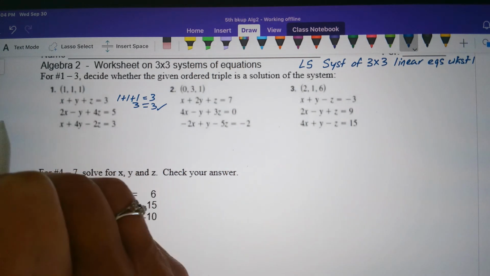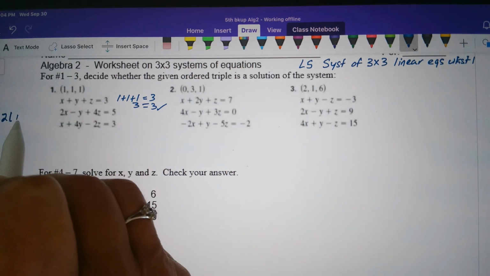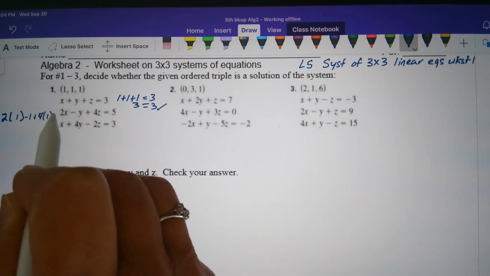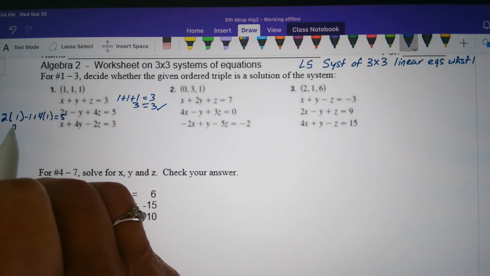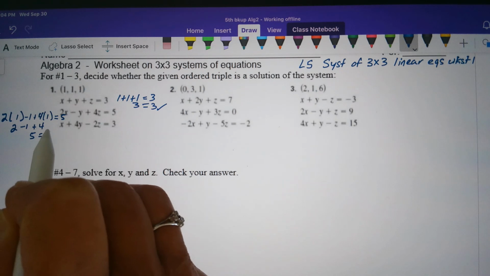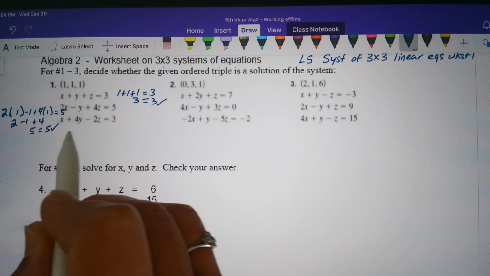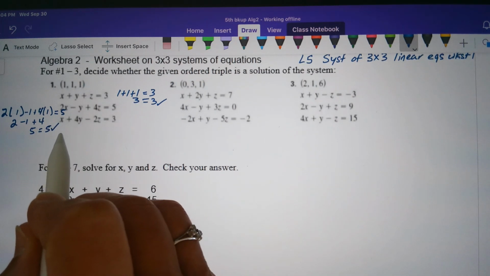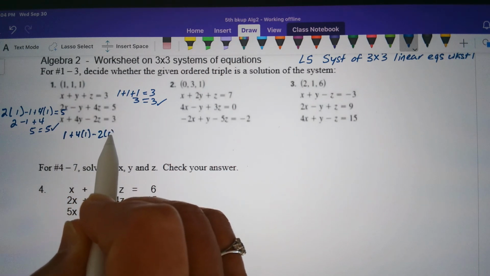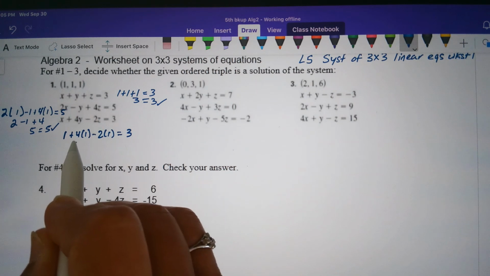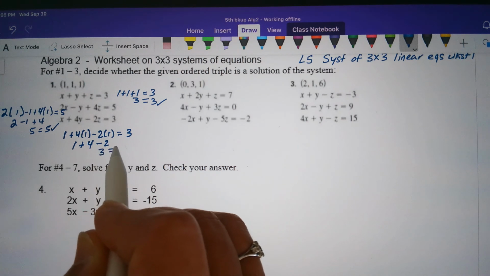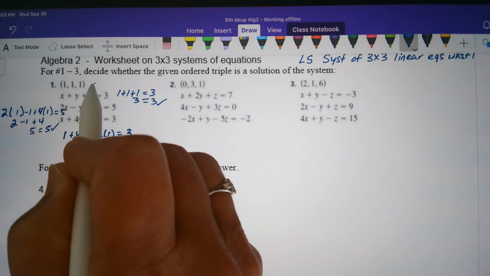Now in the second equation, 2 times 1 minus 1 plus 4 times 1. Does that equal 5? Well, 2 minus 1 plus 4 is 5. So that checks. And our third equation, 1 plus 4 times 1 minus 2 times 1, does that equal 3? 1 plus 4 is 5, minus 2 is 3. 3 equals 3. So the answer to 1 is yes.